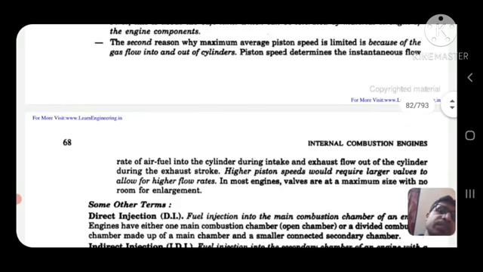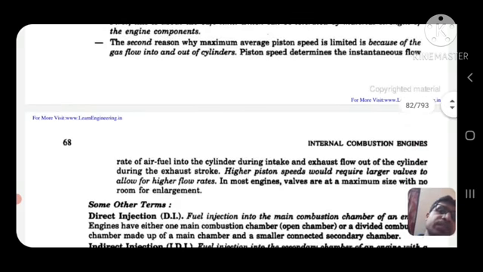Some other terms are direct injection and indirect injection. Okay. Working cycle: actually an internal combustion engine can work on any one of the following cycles. One is the Otto cycle, another one is the diesel cycle. The working fuel of the Otto cycle is petrol, and the working fuel for the diesel cycle is diesel.